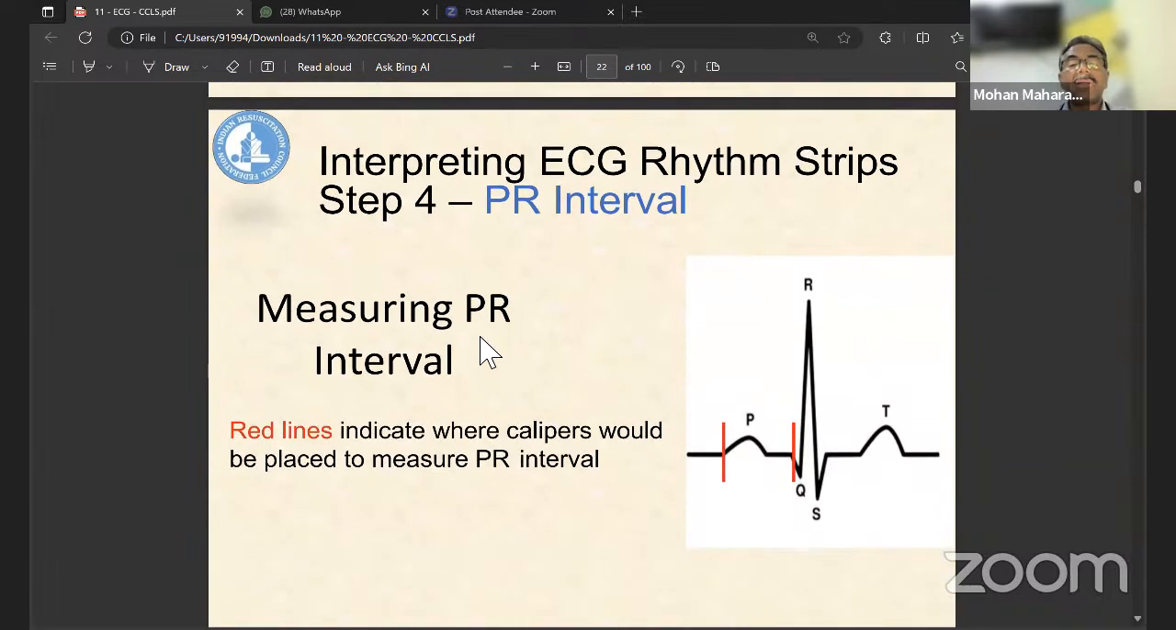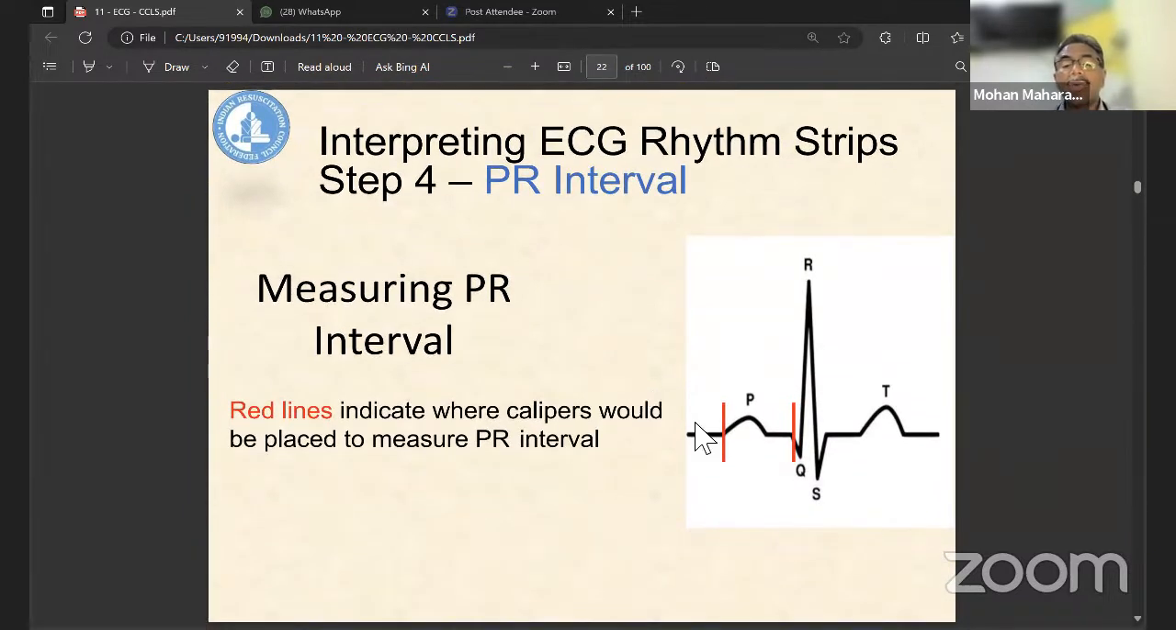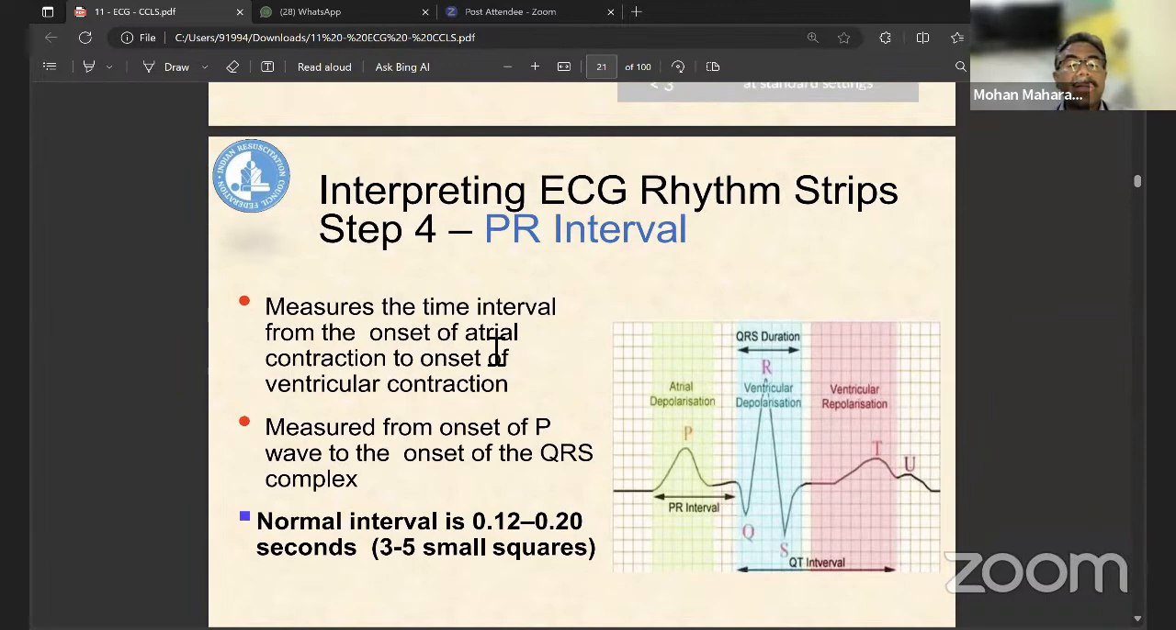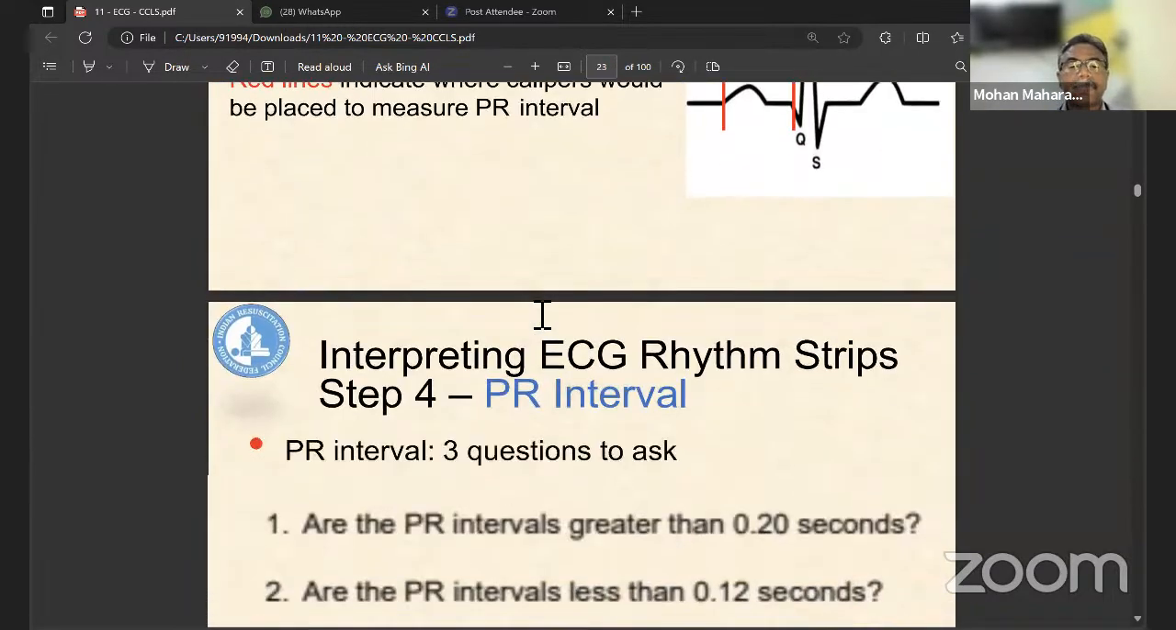Whenever you have an ECG rhythm strip, this is how you measure the PR interval: look at both red lines here, the start of the P wave and just before the Q. The Q has already dipped, so we are not talking about Q here. It is PR, because Q is the first deflection down. This indicates where the calipers would be placed, from the onset of atrial contraction to the onset of ventricular contraction, because at the onset of ventricular contraction the first deflection comes. That's why it's called the PR interval.